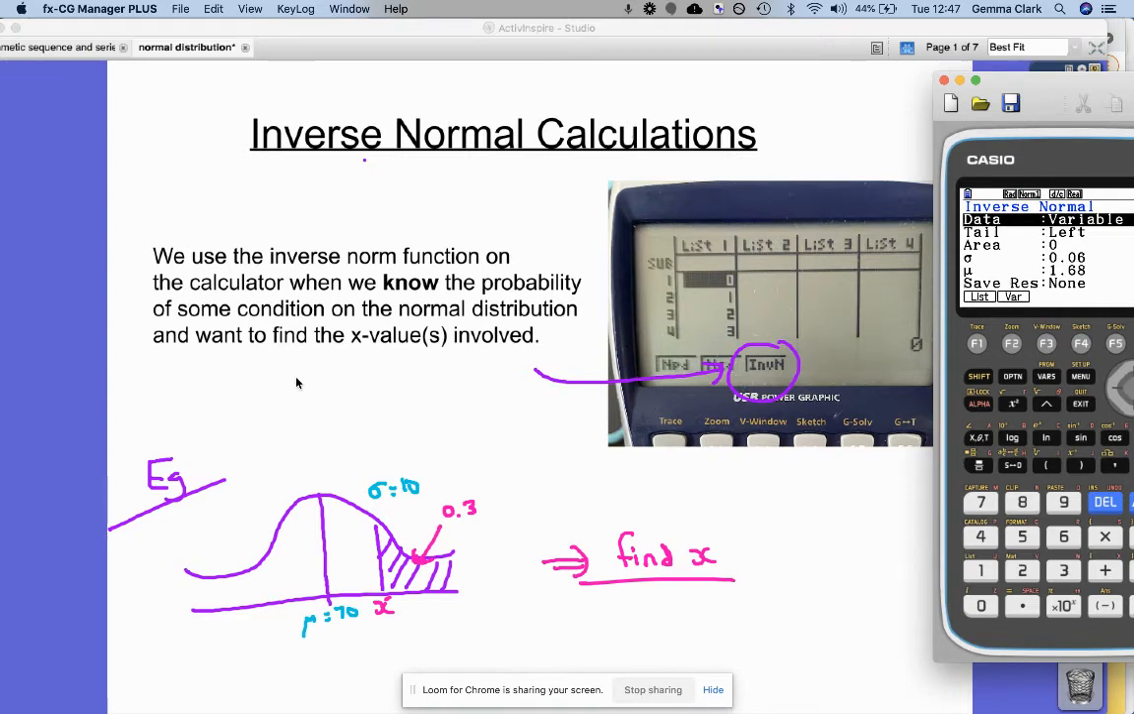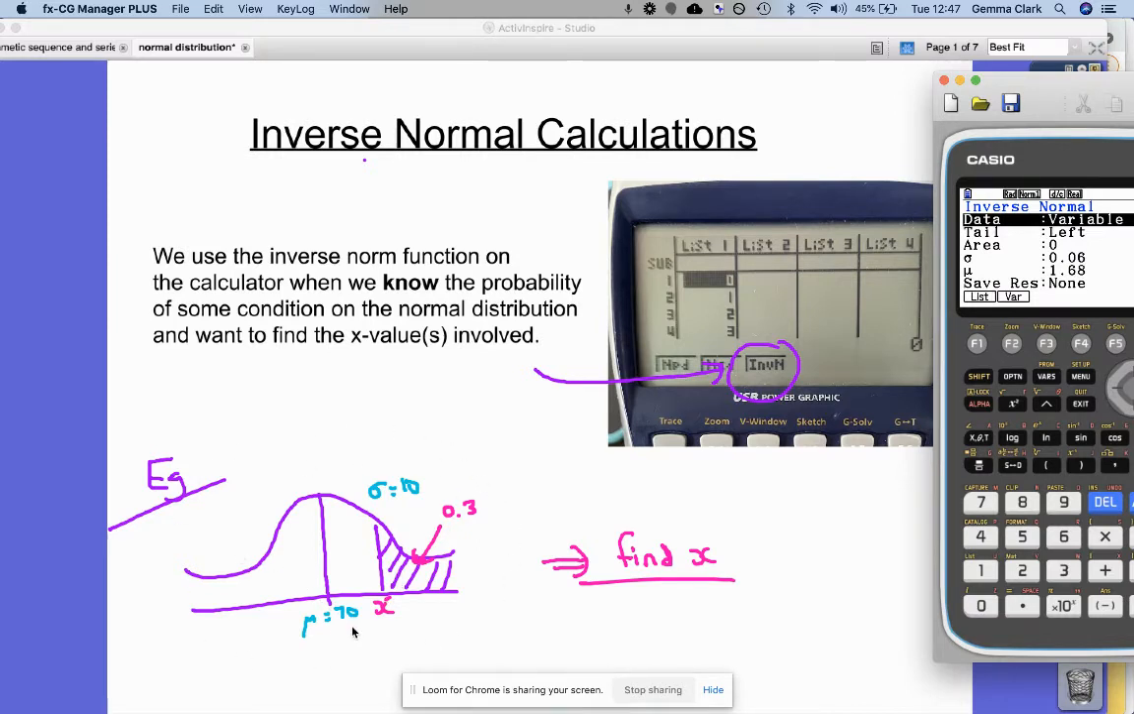And we use it basically when we know the probability of some condition on the normal distribution and we want to find the X values involved. So I'm going to take you through this really quick example down here. So imagine that we've got a mean of 70 on this normally distributed set of data, and we've got a standard deviation of 10. Okay, and we know that 0.3 or 30% of the values of the data are above some value X. Okay, so we've got that set up, right?